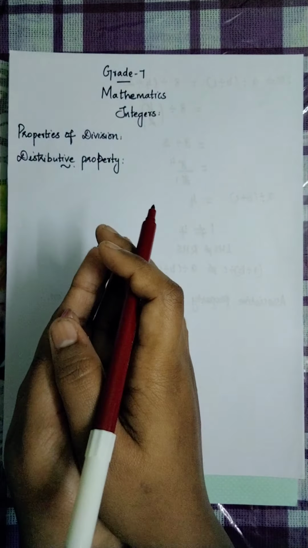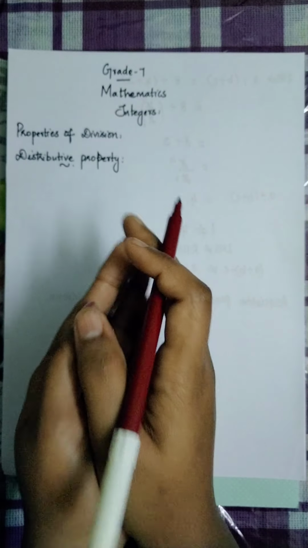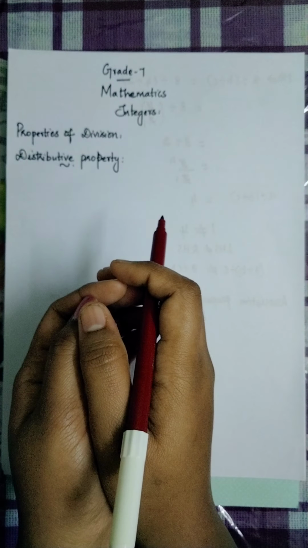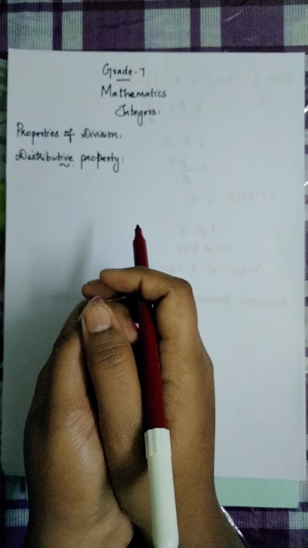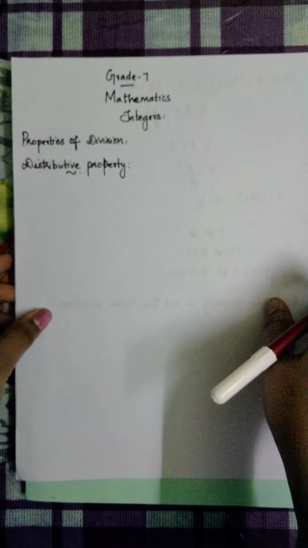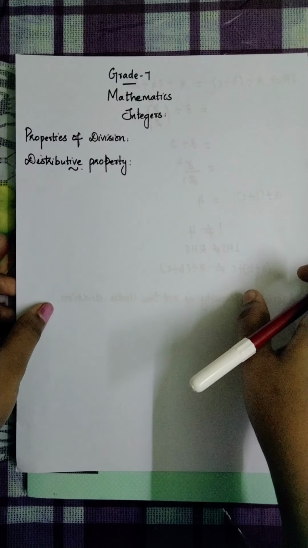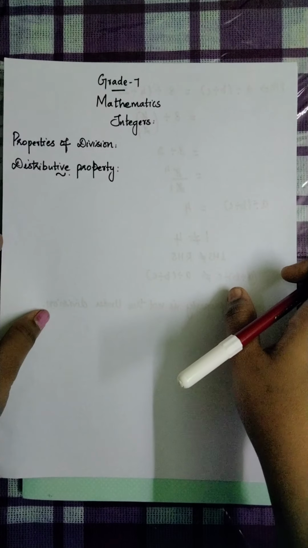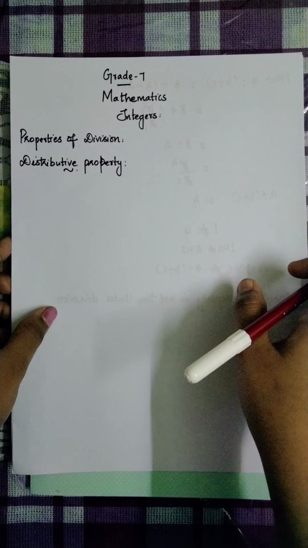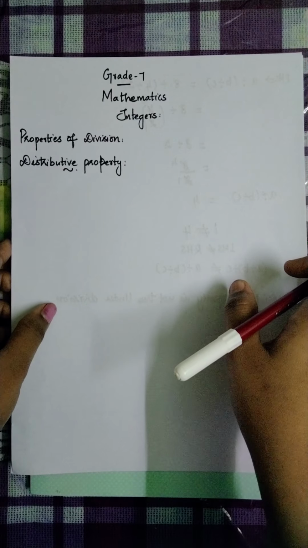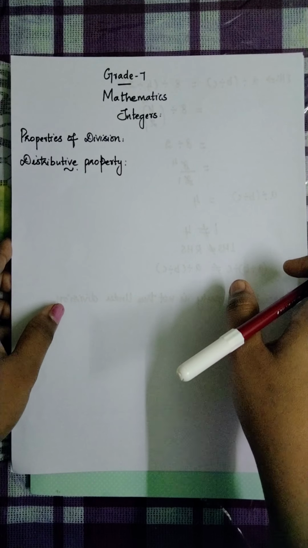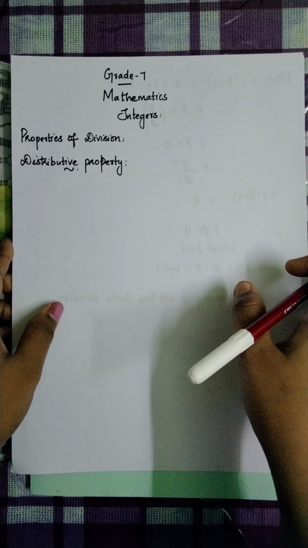In the last class, we have seen 4 properties under division. 4 or 3? How many properties have we seen? We have seen 3 properties under division. What are all the properties we have seen in the last class? First one is closure property, next commutative property and associative property.